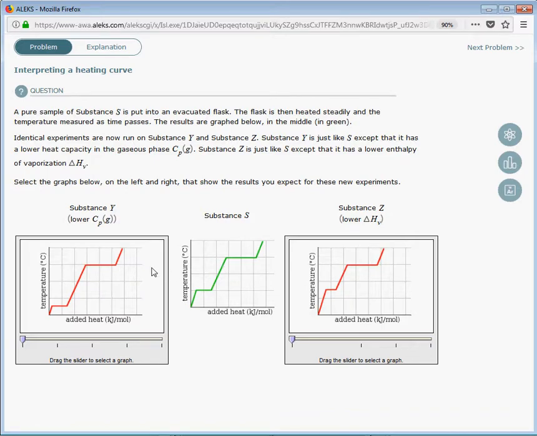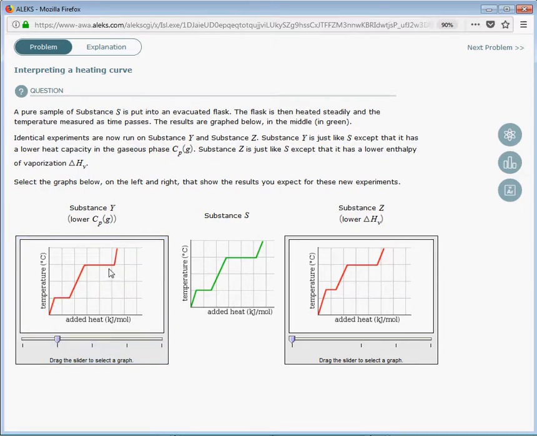Well, if substance Y has a lower heat capacity in the gas phase, the part of the curve that is affected by the heat capacity in the gas phase is this curved line here, because this is the change in temperature based on the amount of heat that is added. If the heat capacity in the gas phase is lower, this line should be steeper or have a greater slope. Right now, these two lines look identical, but there are other problems with these things. So let's take a look.